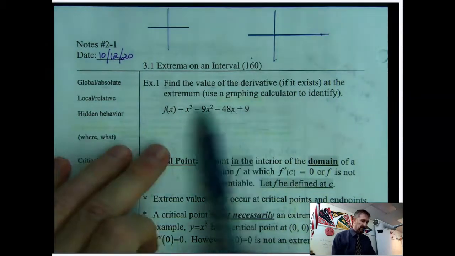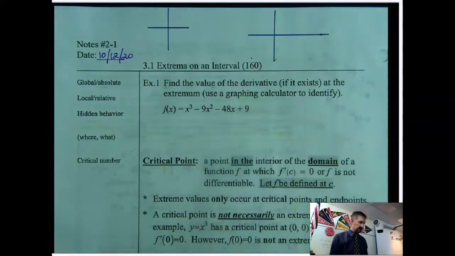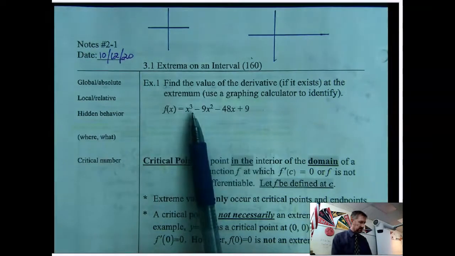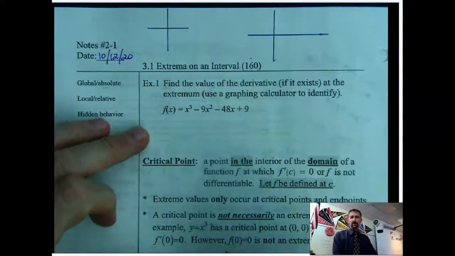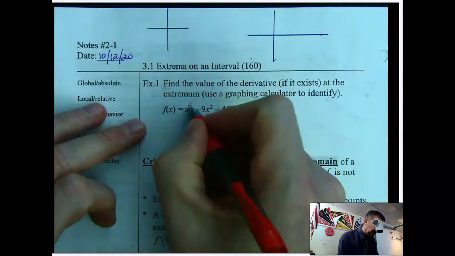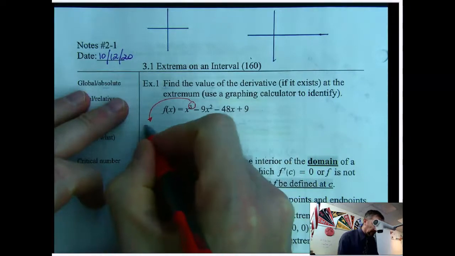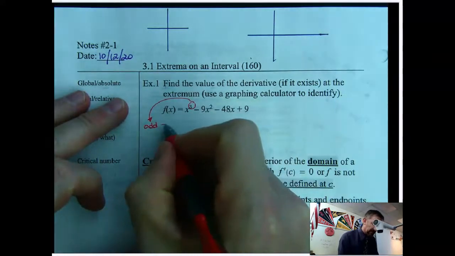So let's start with the graph of this, figure that out, and then we'll look at the derivative and see what that tells us. When we look at this, we should be able to figure out a couple things from the equation. One of the first things that we notice is that this is odd. In fact, this one is cubed, but it's S-shaped.